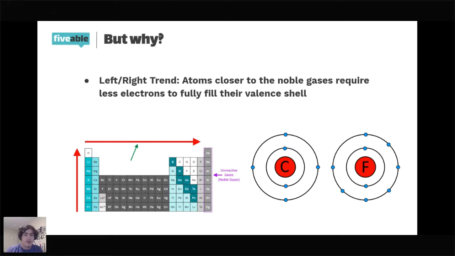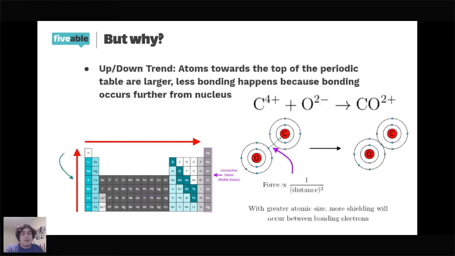And what about the up-down trend? So atoms towards the top of the periodic table are, they're not larger. Why did I put larger? So less bonding happens because bonding occurs further from the nucleus. That should be because they're smaller. So something towards the top will react more. The atoms going up are more electronegative because the atoms are smaller. So that's just a mistake in the size. I really should have looked that over.